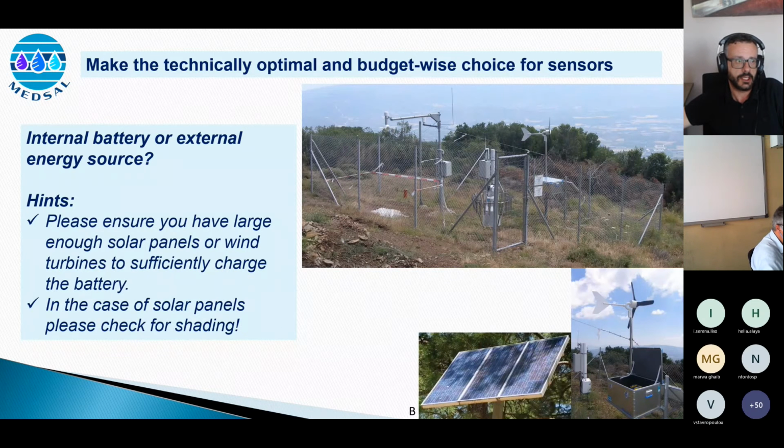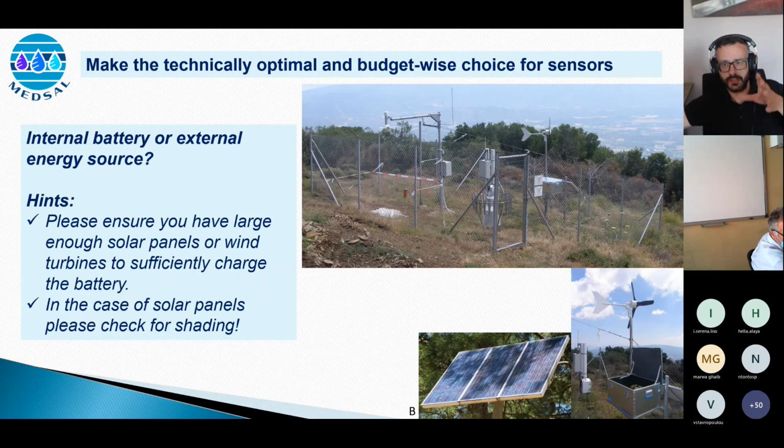So, another hint. For large systems, here you can see one monitoring station that we have in the Pineios Hydrologic Observatory. You have to ensure that you have large enough solar panels or wind turbines to sufficiently charge your batteries.